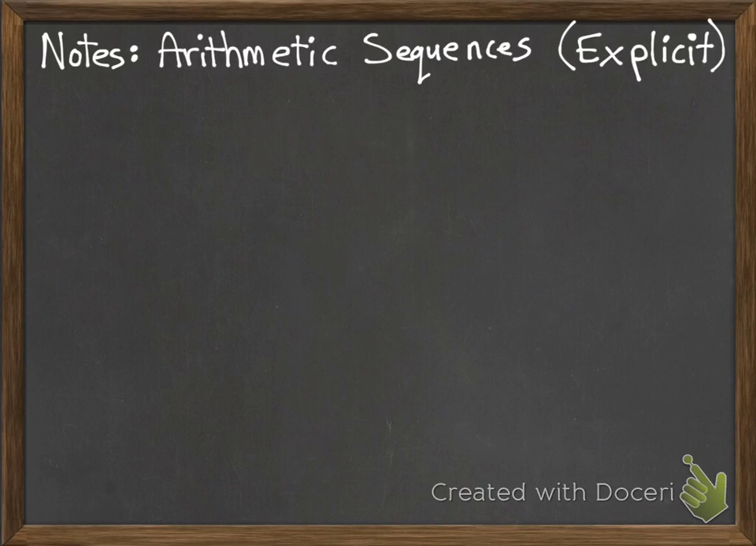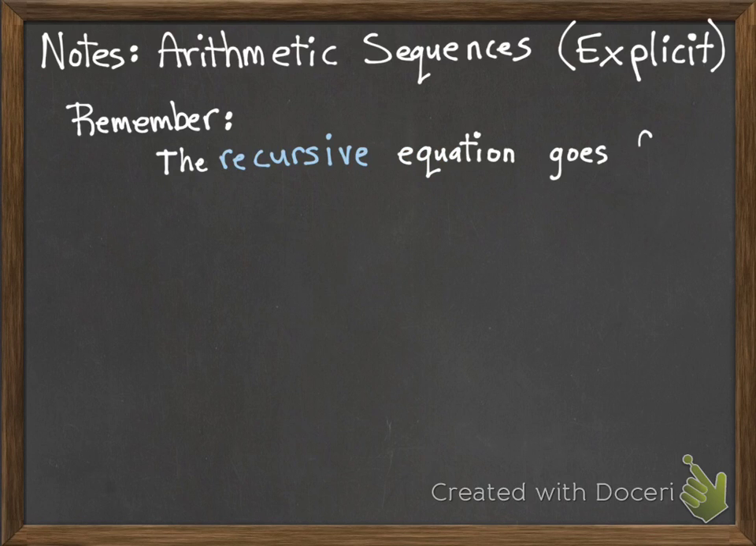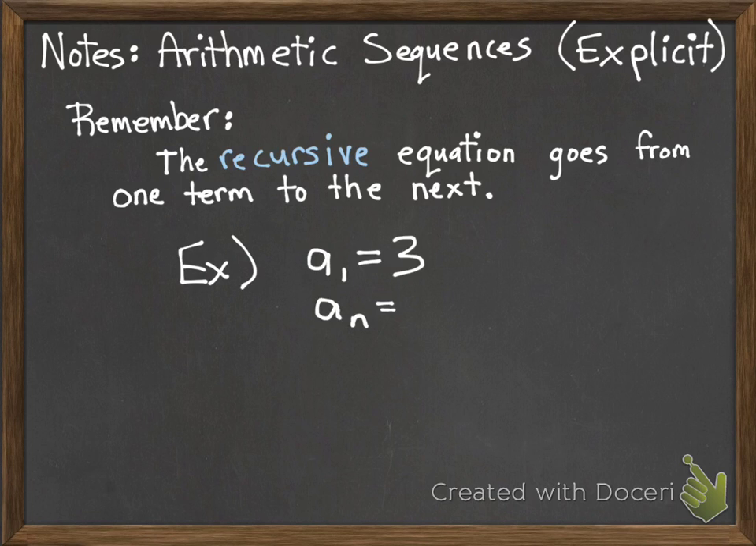This lesson is about finding the explicit formula for an arithmetic sequence. Last time we talked about the recursive formula. Remember, recursive was when instead of plugging in 1, 2, or 3 to get the first, second, or third number, we had to go from one term to the next. So to get the second term, we'd plug in the first term. And to get the third term, we plug in the second term, and so on.